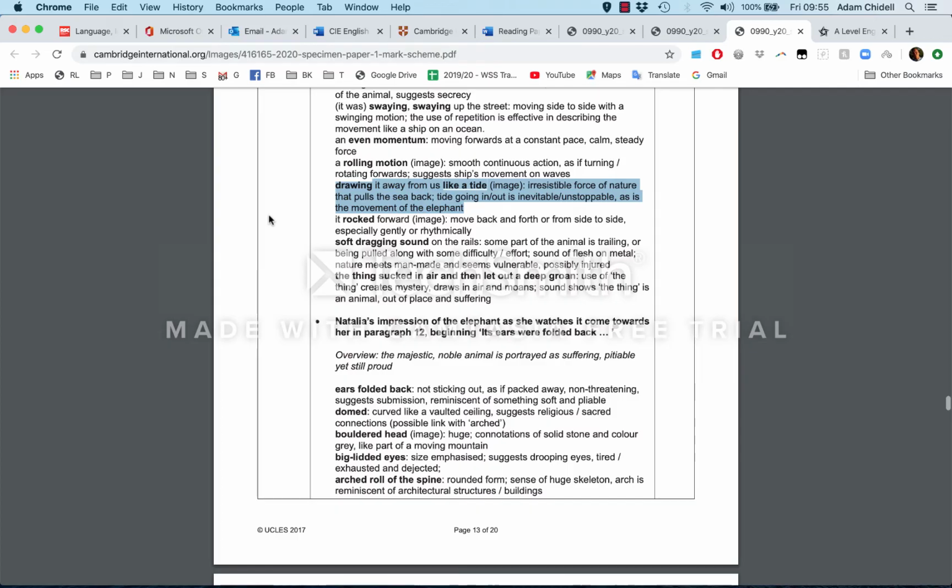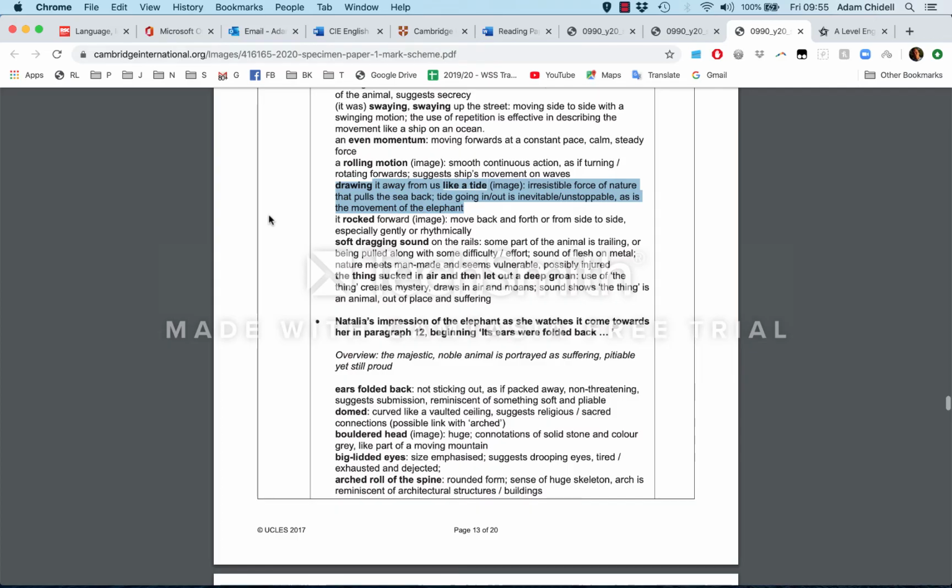I've thought about the effect that it creates and the image that it produces in my mind. And honestly, as long as you're actually thinking carefully about the language and trying to explain that, get that across to the examiner, you can be quite creative with this question, really. There's quite a lot of leeway in terms of the kinds of things you're saying, as long as it is vaguely sensible and is based on the actual language itself.